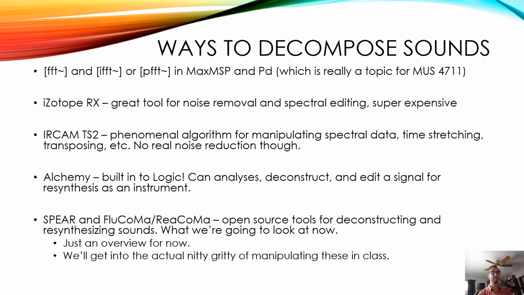So how do we do that? Well, there's FFT, IFFT, or PFFT objects in Max MSP and PD, but that's a topic for interactive computer music. There's Isotope RX, which is a great tool for noise removal and spectral editing to a certain extent, but it is super expensive. There is Earcam's TS2, which is a great algorithm for manipulating spectral data, doing things like time stretching and transposing, but there's no real noise reduction and you can't edit individual sinusoids.